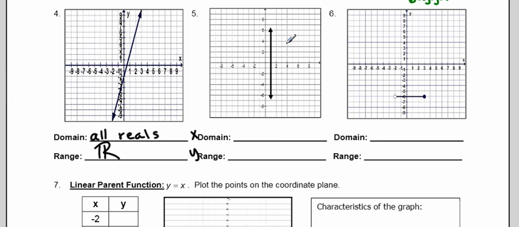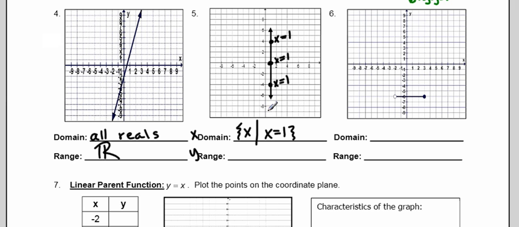My domain is the x's. Now let's look at this. What is the x value for this point? Well, I notice x equals 1 there. On this point, well, x still equals 1. So here, my only possible x value is 1. So I'm going to write that in my domain: x such that x equals 1. I don't need an inequality because on this line, the only possible x value is 1, so I'm exactly equal.